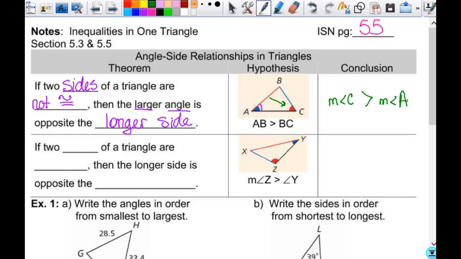So just think about, let's say this was an isosceles triangle, and these two are congruent, right? And then I pull B up so that I stretch this side to make it longer. Well, as I stretch this side to make it longer, isn't it going to make this angle open up to be bigger? Does that make sense? So it kind of makes sense that the longer side's across from the bigger angle. Okay, we all good with that?